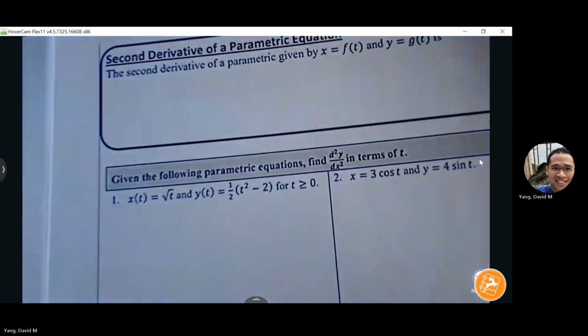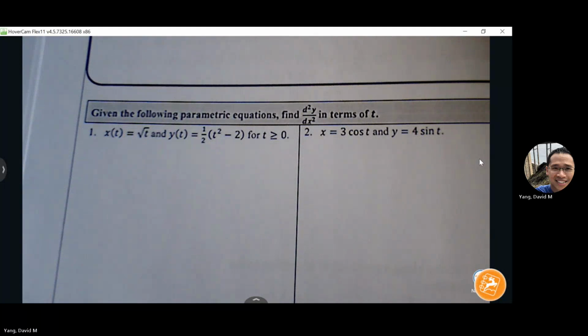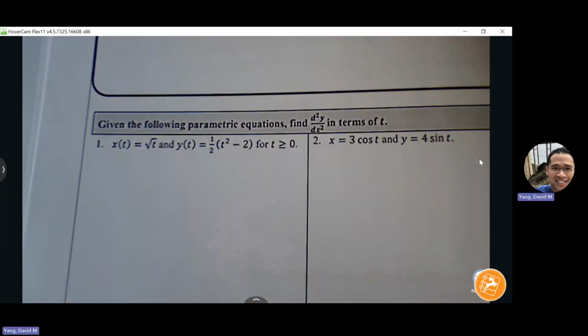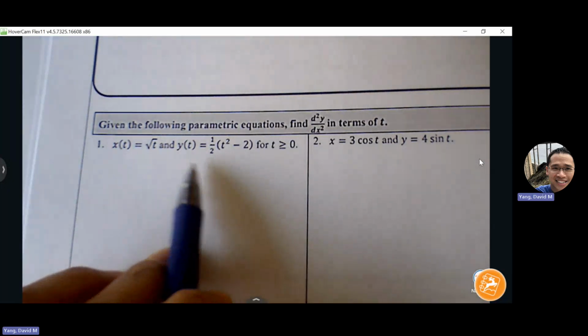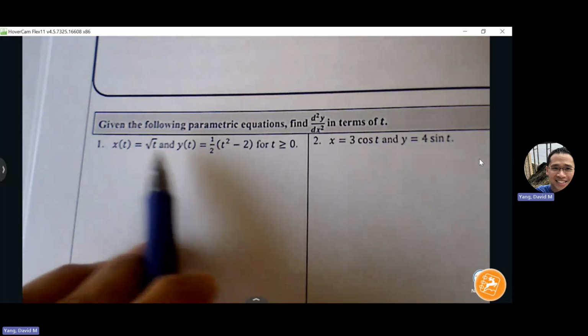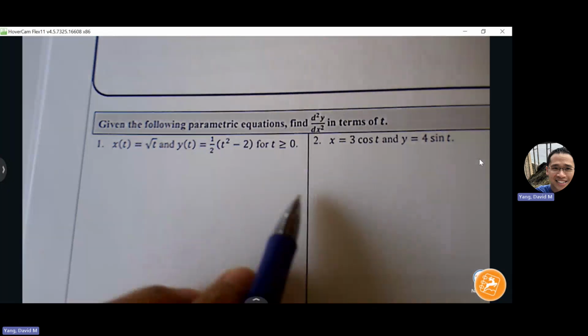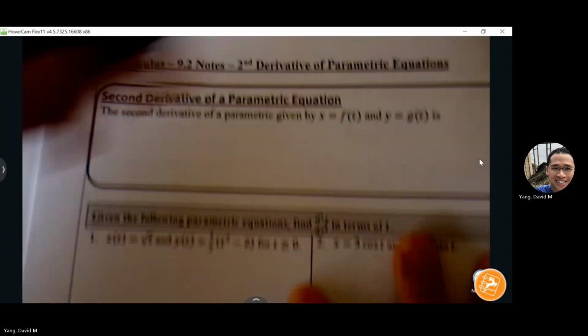Everybody good? All right, so here's example 1. Example 1 says, given the following parametric equations, find d2y over dx2 in terms of t. So first things first, we've got to get to dy/dx. dy/dx feels more familiar. We know how to do that. So we'll find x prime, we'll find y prime, we'll do y prime over x prime. That'll be dy/dx. That'll give us halfway through this process. And then we're going to set up to find d2y over dx2. Go ahead and try that.